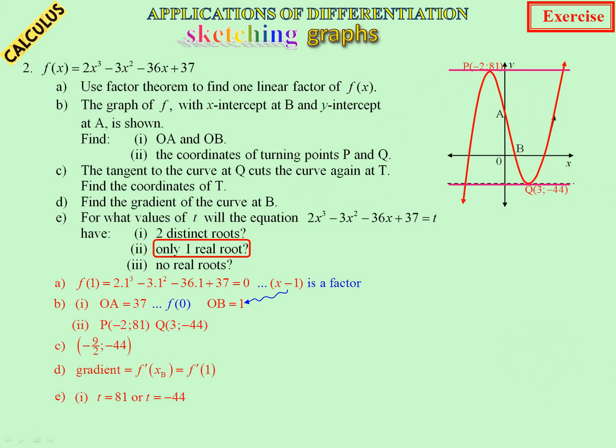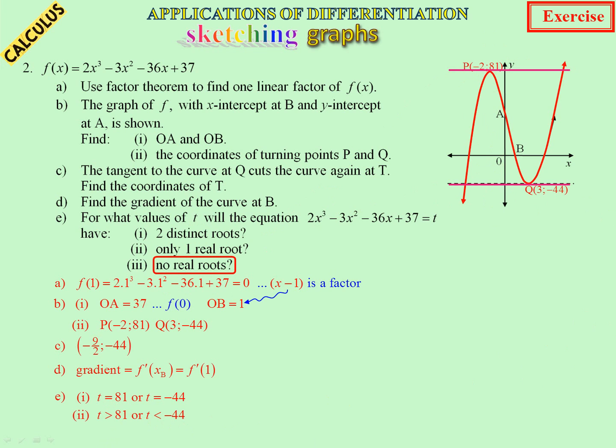Only one real root. Well, there. Let's show again. Only above there or below there. Which means that we have t greater than 81 or t less than negative 44.